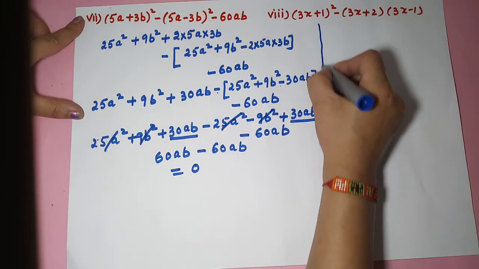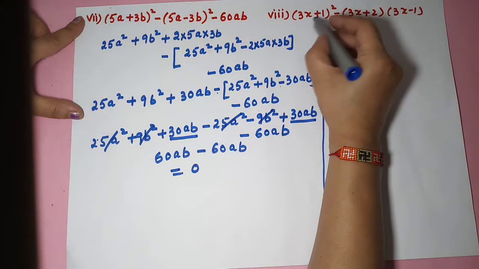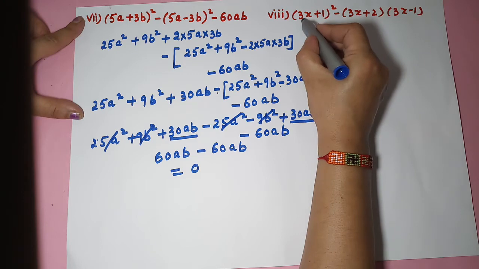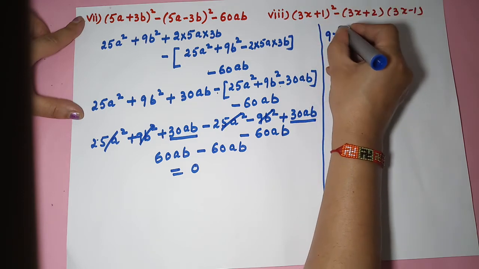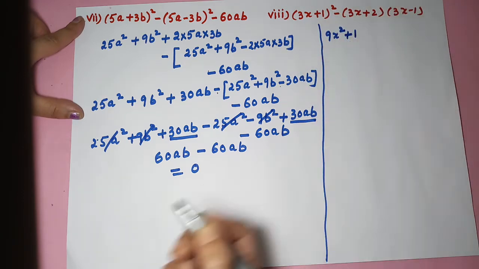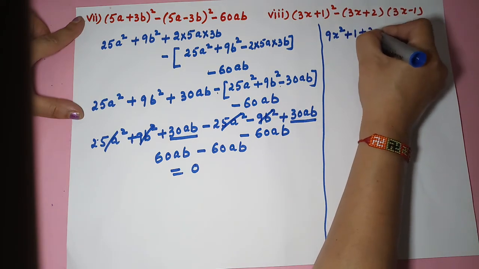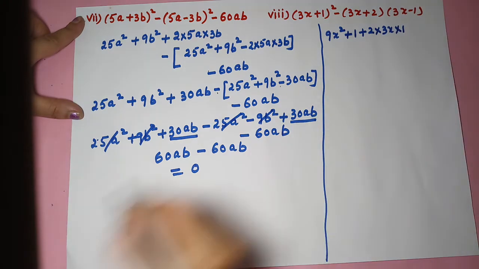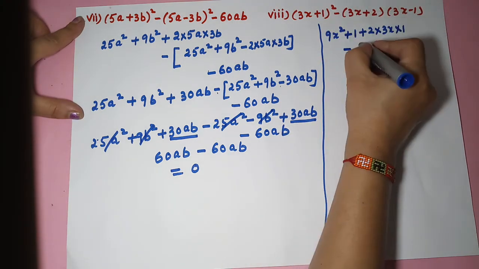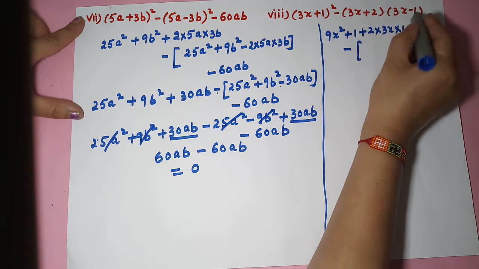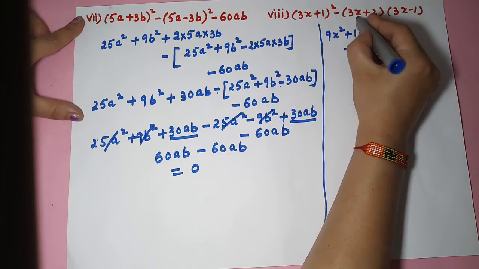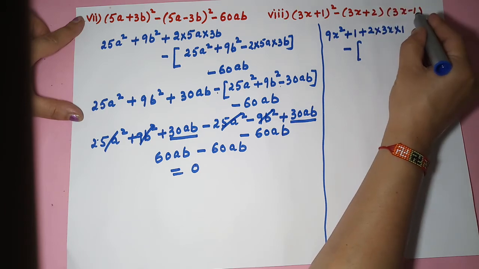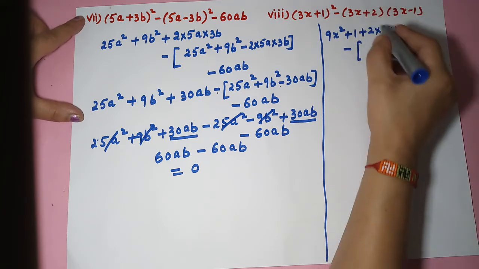Okay, now let's try this. Here again we'll make use of the identity a plus b whole square. So that is a square, which is 9x square, plus b square, which is 1, plus 2ab, 2 into 3x into 1, right? And then here minus, here we can't use any identity, so even we can make use of x plus a into x minus b, right? So let's make use of that identity.